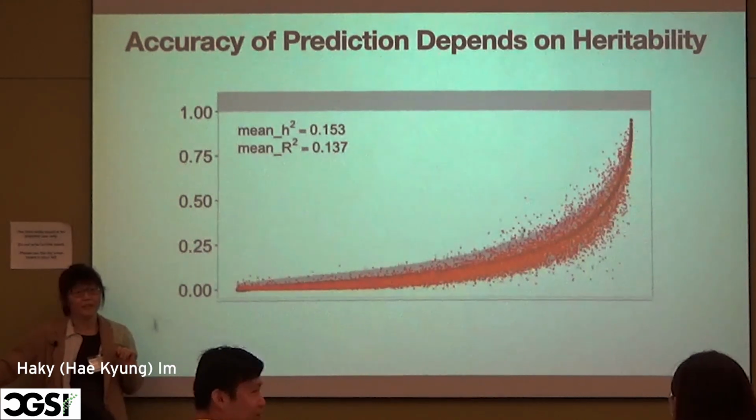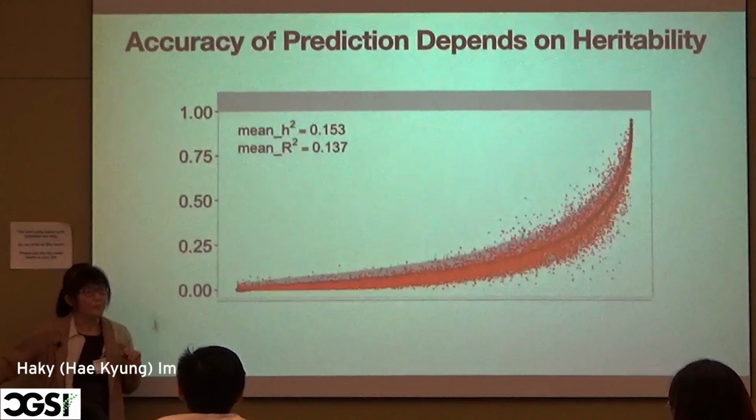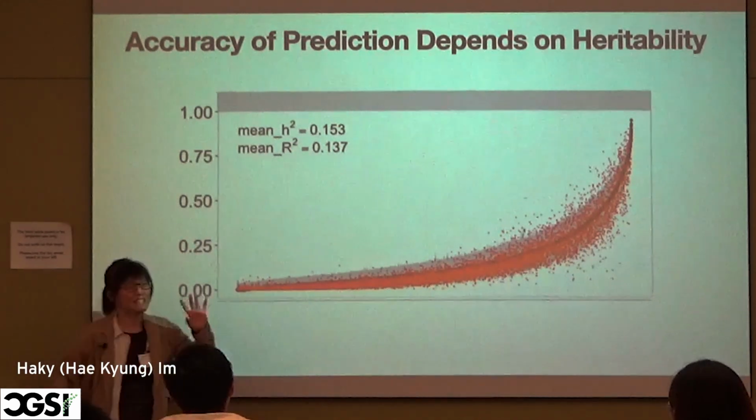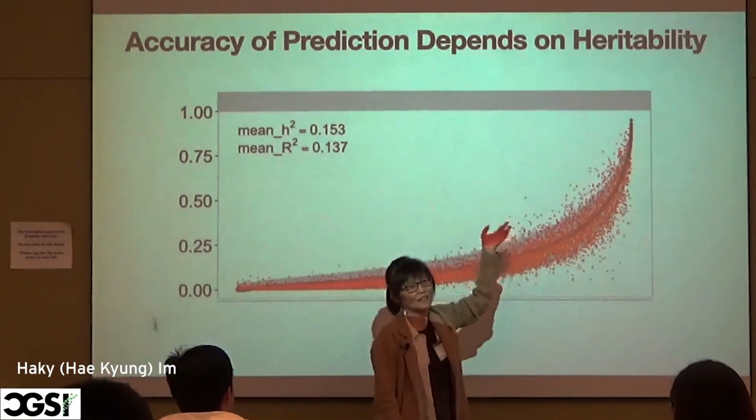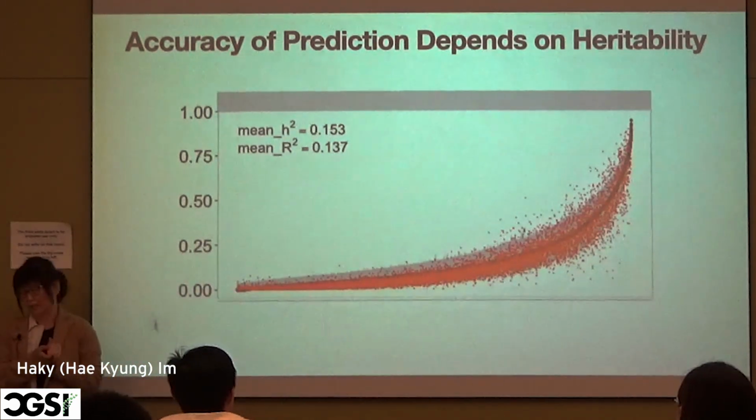Red dots are R squares. And is that something variants, why they can exceed heritability sometimes? Because this is all noisy, right? Yeah. So R squares are estimated, heritabilities are estimated. So that's why we get that.